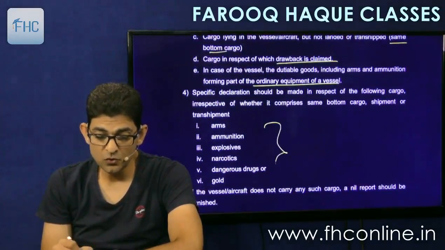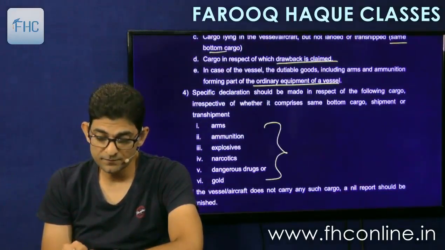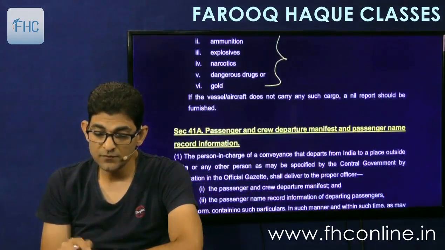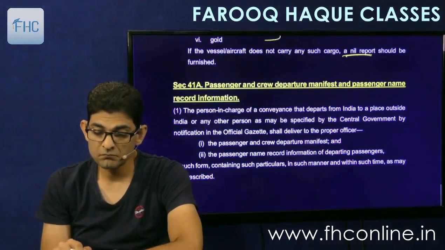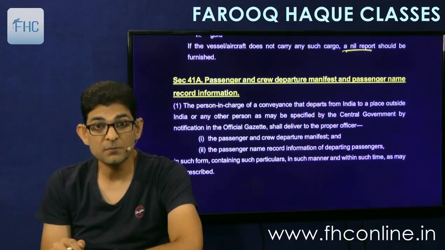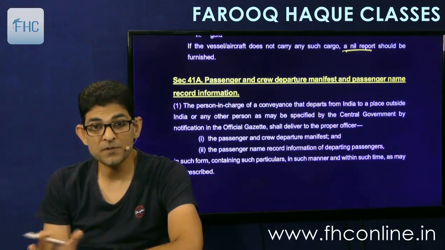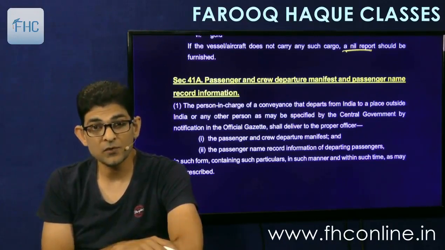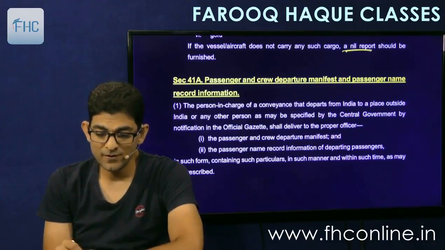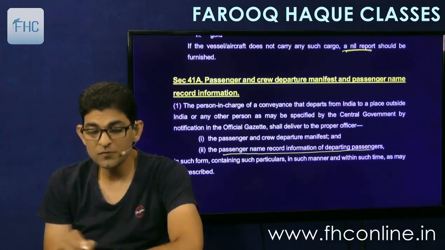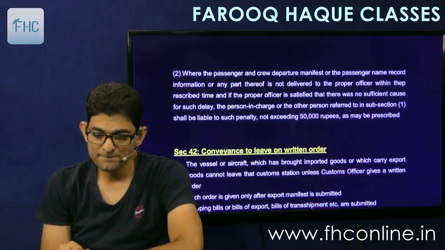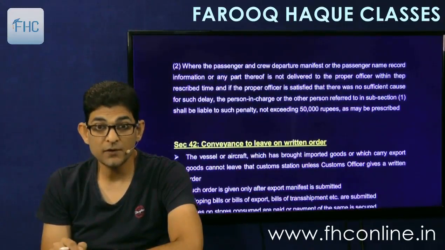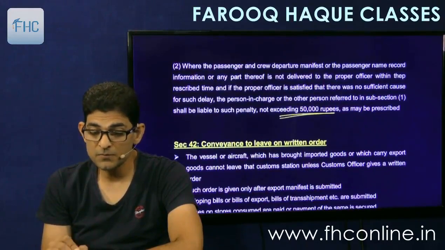And specific declarations for all these items, arms, ammunitions, explosives, etc. And if it is carrying no such cargo, then it will give a nil report. Then passenger and crew departure manifest. This is again passenger manifest. So in case of passenger ships and passenger aircrafts or buses, you have to give the passenger manifest as well, and the passenger name record information of departing passengers. All simple things. And if he does not so deliver, then again a penalty of up to 50,000 can be charged.